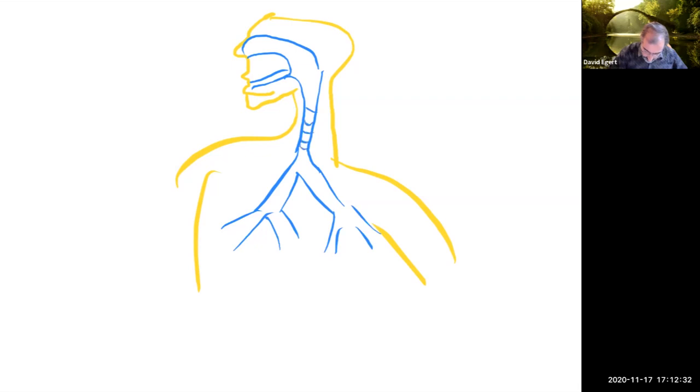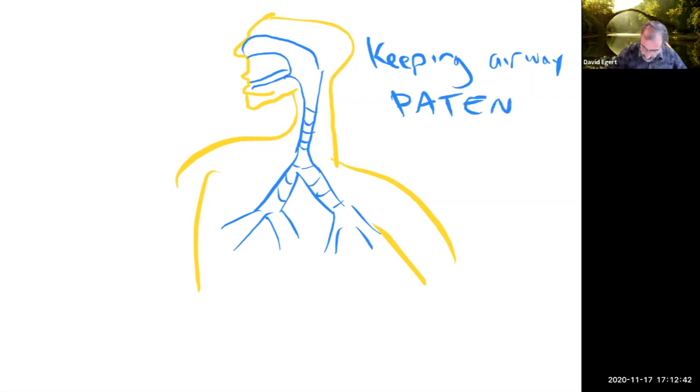So another thing we need to talk about is the idea of keeping the airways patent. This is the term people use for meaning kind of open. It looks like patent, but they say patent. Your blood vessels stay open just because the blood inside has pressure to push against the walls. But the air isn't going to be able to do that. So we need extra reinforcement to keep your airways open or else they'll collapse in on themselves.